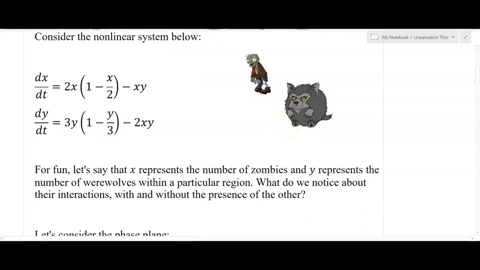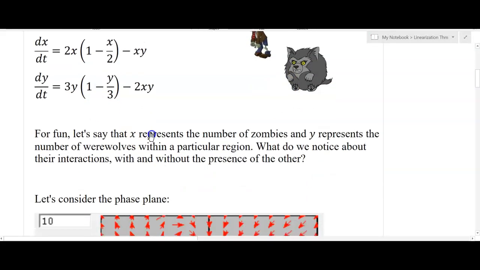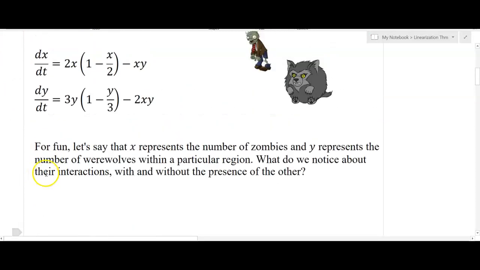So first of all, one thing that we should notice is that if there's 0 of either of the two species, then that's going to result in complete extinction of one of the species, right? So if x were to equal 0, then we would see that dx/dt would reduce to 0, which makes sense, because if there are no zombies, we would expect none to be recreated. And similarly, if x is 0, that means for dy/dt, the second term goes away, and you end up with 3y times (1 minus y over 3).